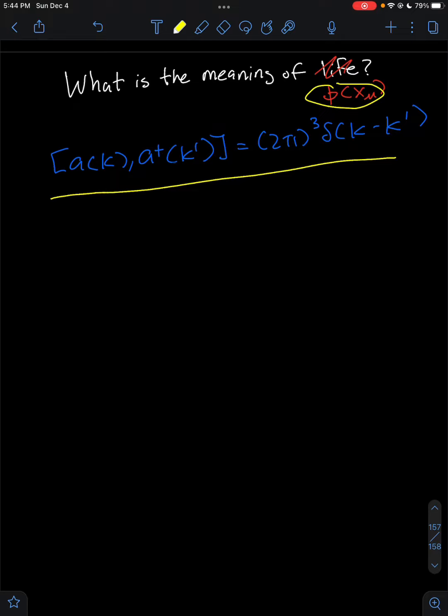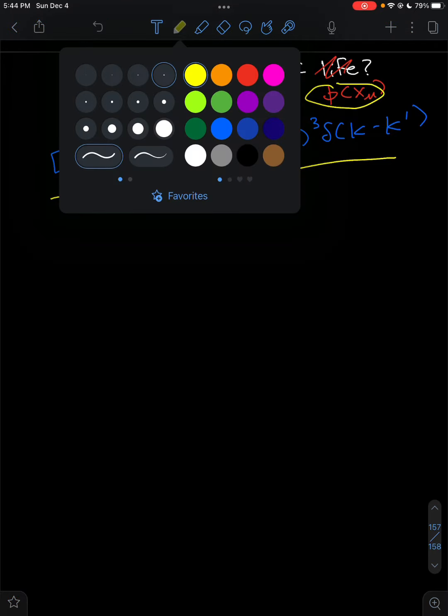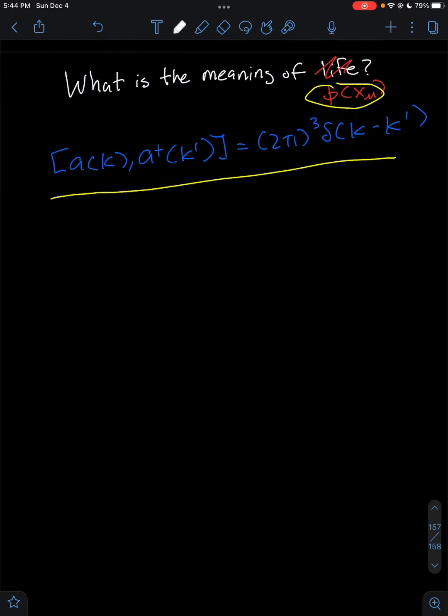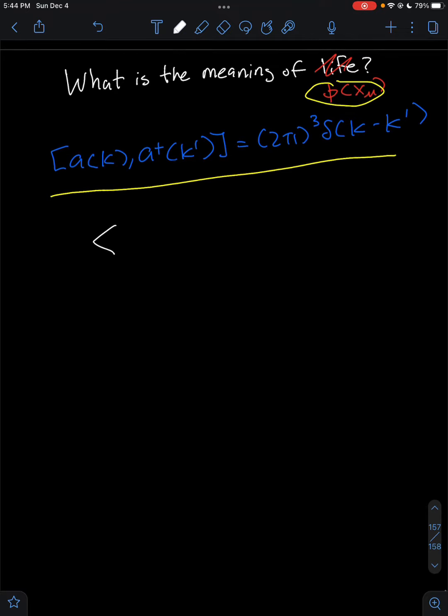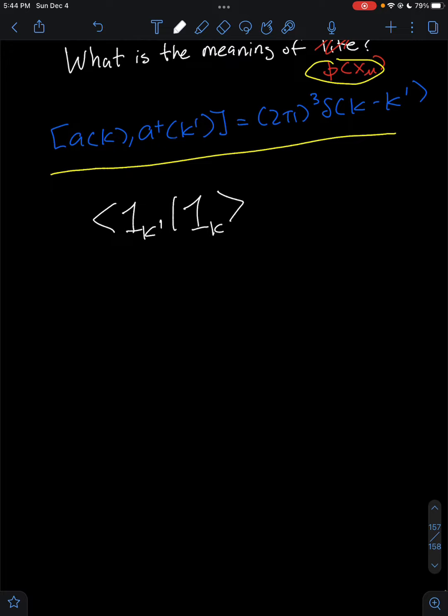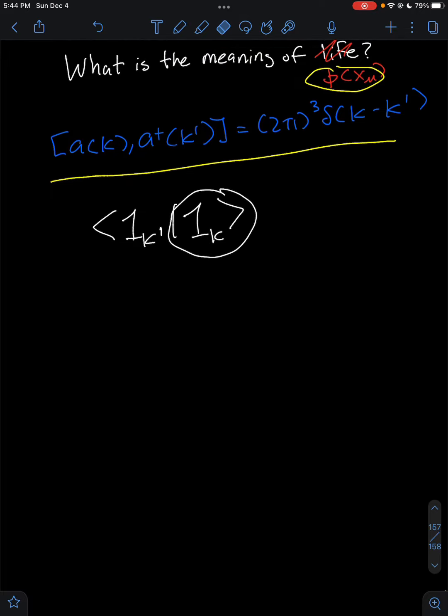These are the commutators of the annihilation operator and the creation operator. So basically, what we want to actually find out is what is the product or the inner product between our actual momentum eigenstates. Because remember, these vectors are eigenstates of the momentum operator. So a useful thing to know is the inner product of these eigenstates.